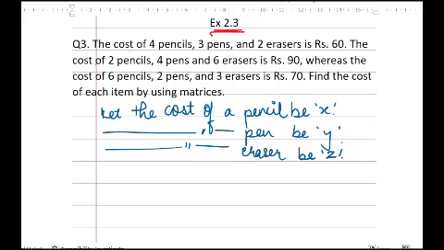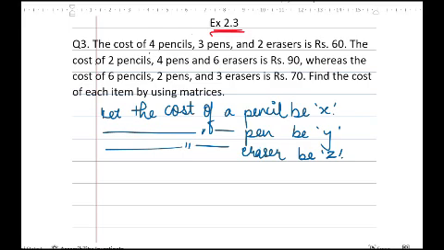Now, if you have n number of variables, you need n equations to solve and get the value of each of those variables or terms. So if you have 3 variables over here, you will be having 3 equations. So let's see what your equations are.